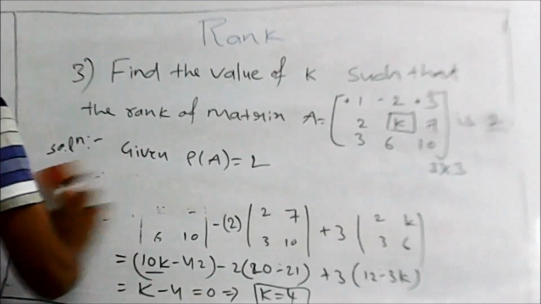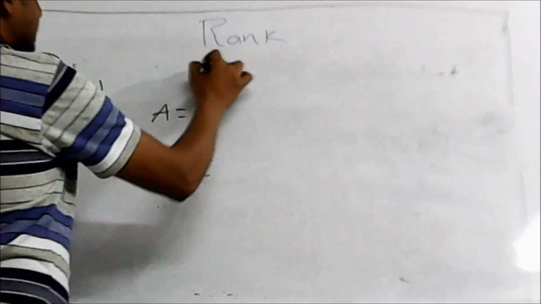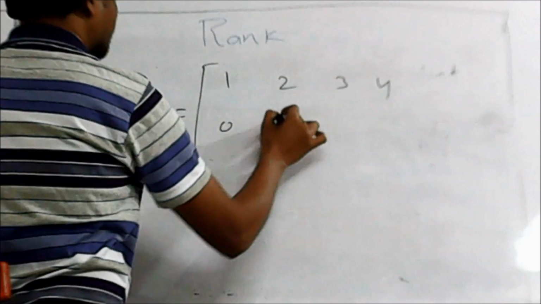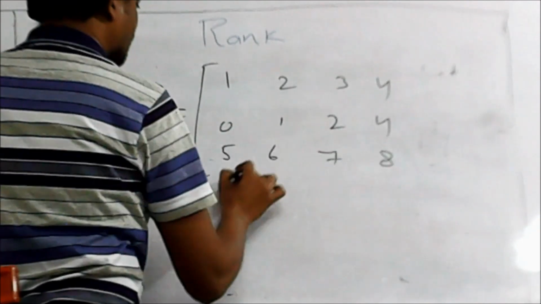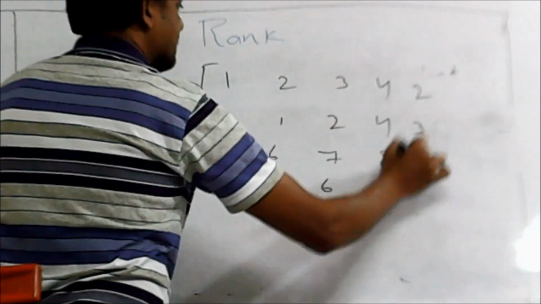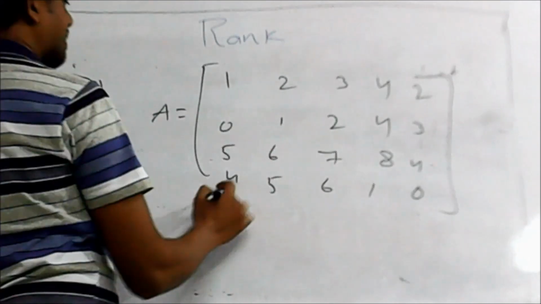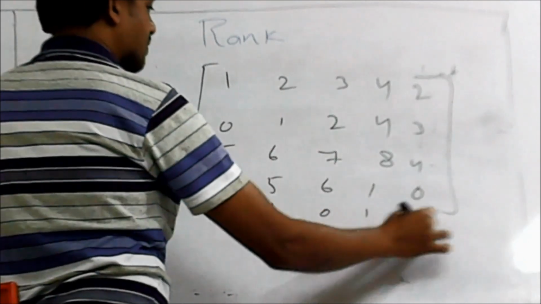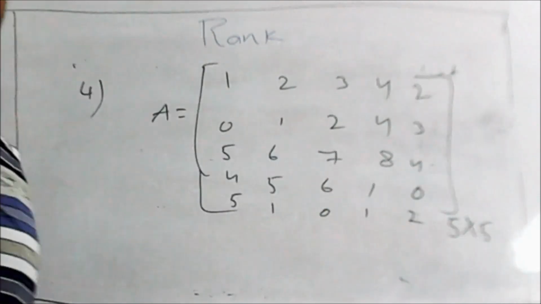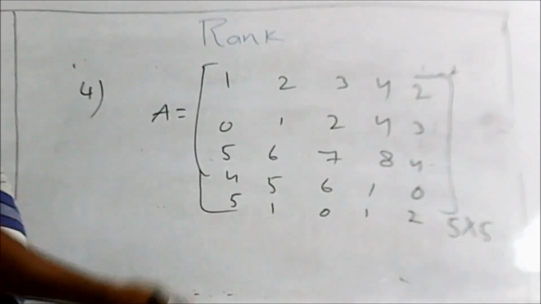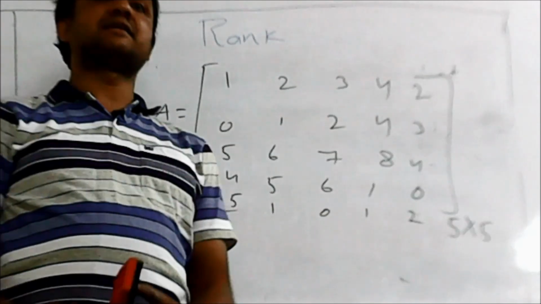So next problem. The problem is given like this: you need to find the rank of the matrix. Suppose 1, 2, 3, 4, 0, 1, 2, 4, 5, 6, 7, 8, 4, 5, 6, 1, 2, 3, 4, 0. Instead of that size, you can add one more row, so it is of size 5 cross 5. Is it possible to find the rank of the matrix through this method, meaning determinants? It is very difficult. You can find the matrix rank, but it will take a lot of time.